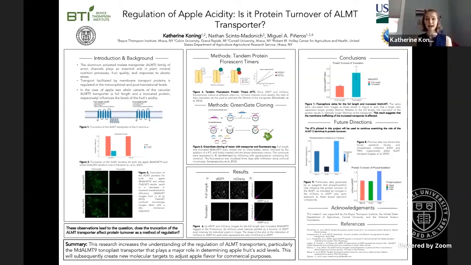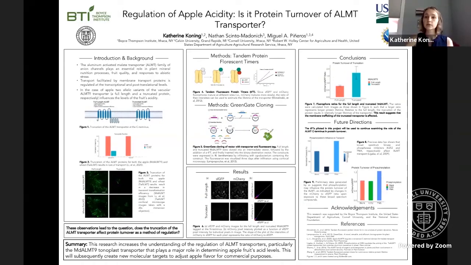Thank you. My name is Katherine Lake, as he mentioned, and this summer I had the wonderful opportunity to study the regulation of apple acidity in the Piñeros lab. So my project looked at the ALMT transporter family that moves anions across the membrane.